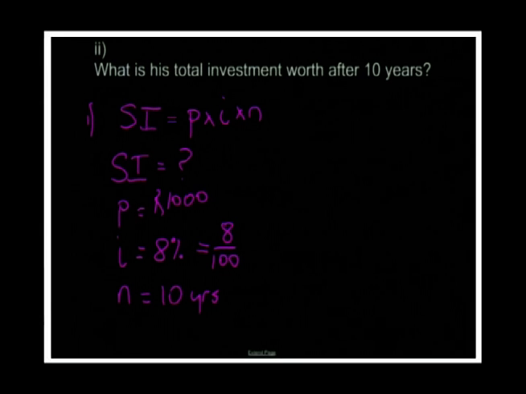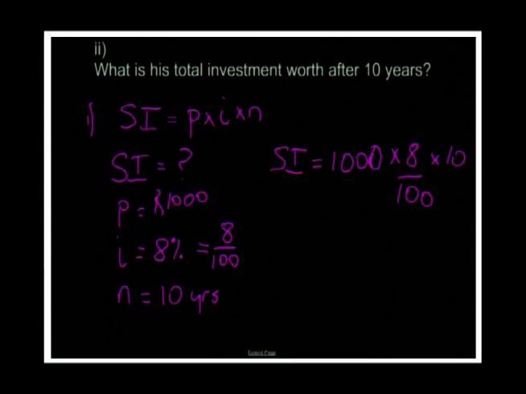Now we've got everything set out. All we need to do is substitute into the formula. So I've got my SI is equal to 1,000, no bracket for this one, 1,000 times by, I'm going to make it 8 over 100 times by 10 years. Now your calculator can do all the fractions for you, so you don't have to worry that it looks complicated here, because all we're going to do is substitute that into the calculator.